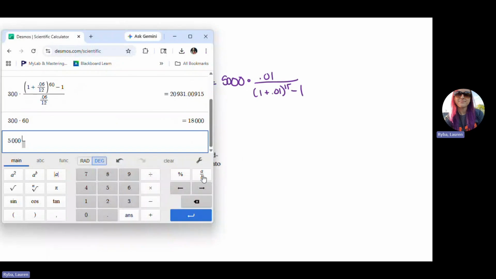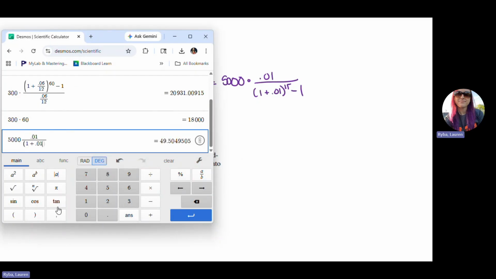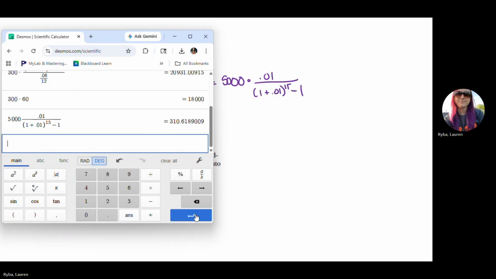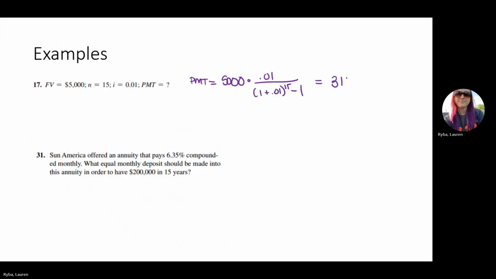$5,000 open, or so open fraction 0.01 over 1 plus 0.01 raised to the 15 minus 1. In order to reach that $5,000 target, I would need to have payments of $310.62.